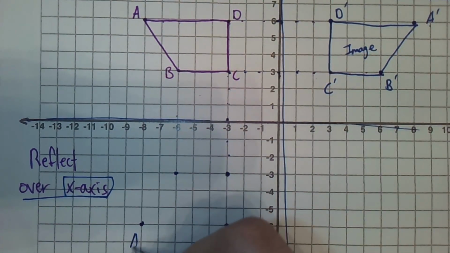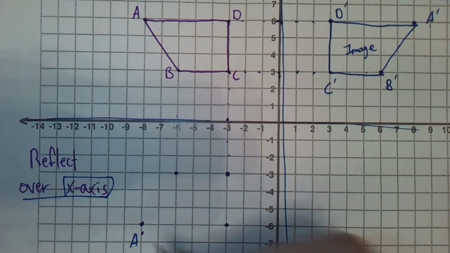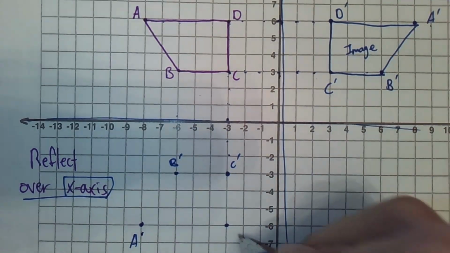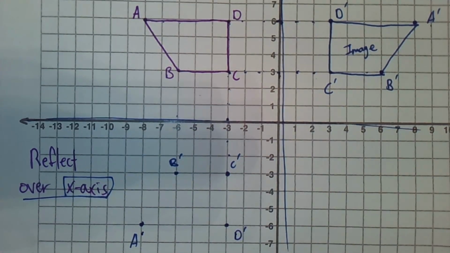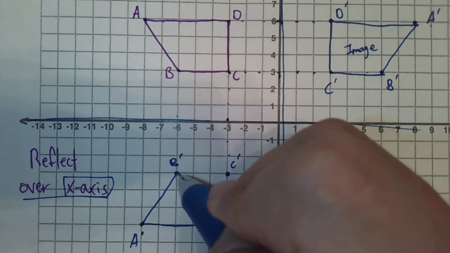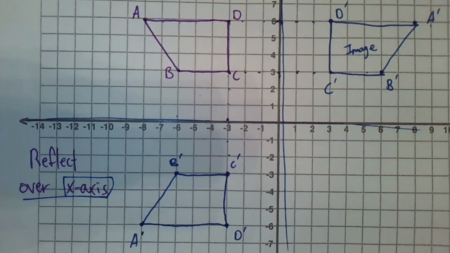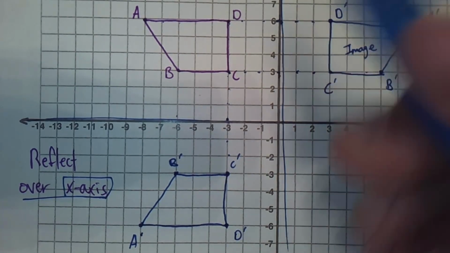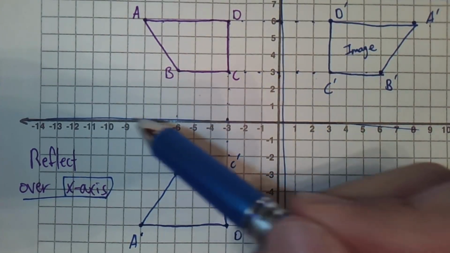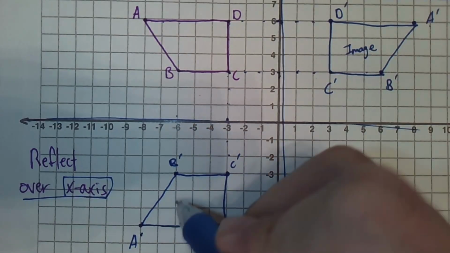I'm going to label this as A prime, and then B prime, C prime, and D prime. So I know this is my image. I'm going to connect the vertices to have my trapezoid completed. And there we go. I have a mirror image that reflects the original shape over the x-axis. And this is again the image.